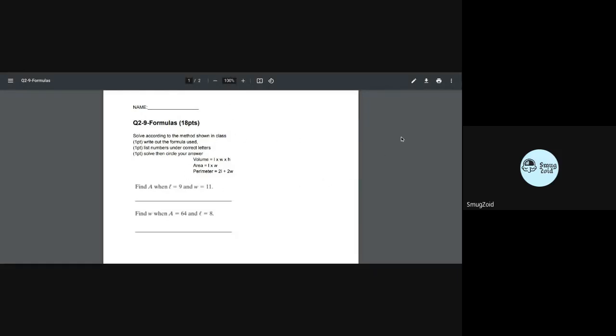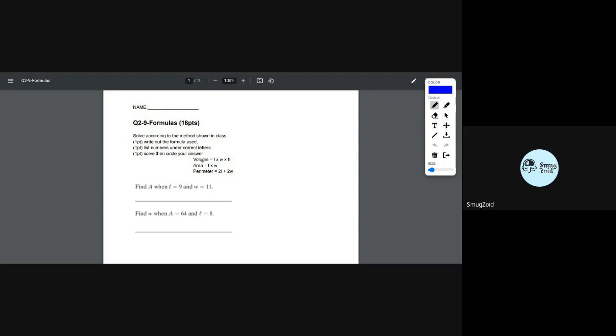We're going to go through the quiz, all the problems on it, and hopefully it makes sense. So the first thing is that it tells you 1 point if you write out the formula, 1 point you'll list the numbers under the correct letters, and then you get 1 point if you solve and circle your answer.